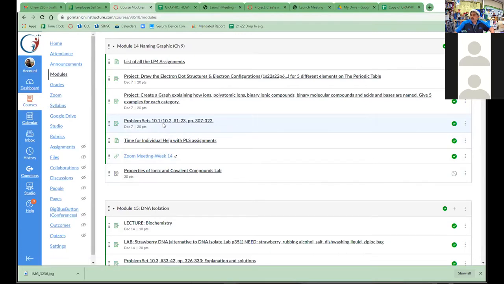Problem sets 10.1 and 10.2. Let me get a marker so that you can see it a little bit better. 10.1 and 10.2. I'll write that on my paper and I'll show it to you in a second. I'm going to do 10.1, 10.2 problem sets. And those problem sets are on pages 307 to 322.